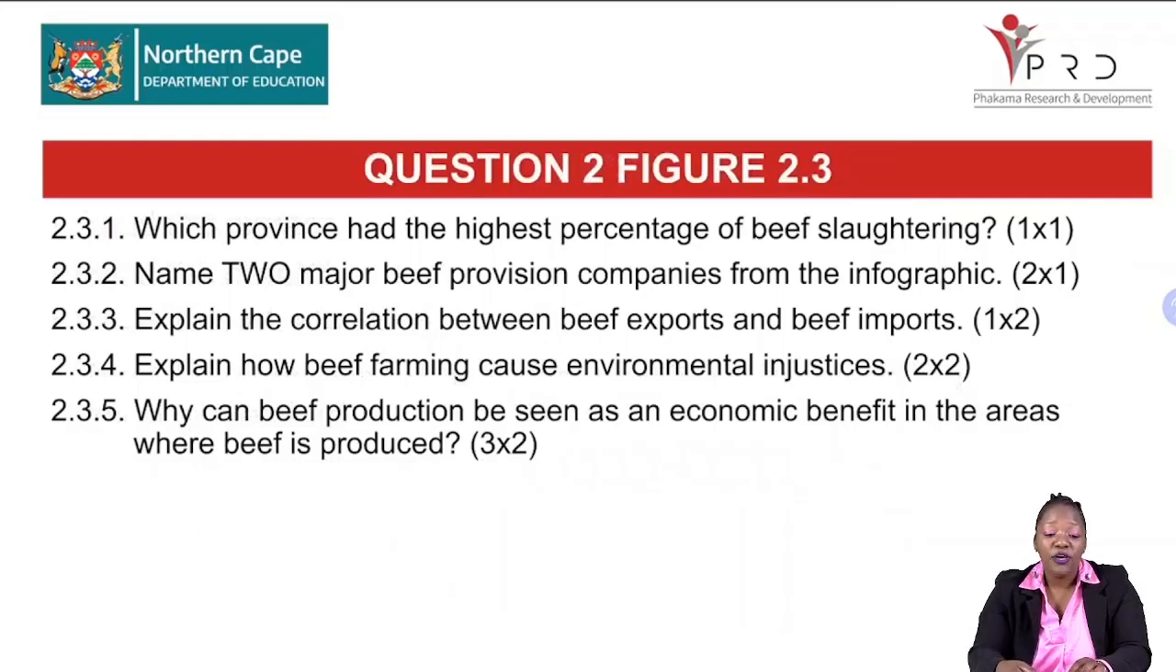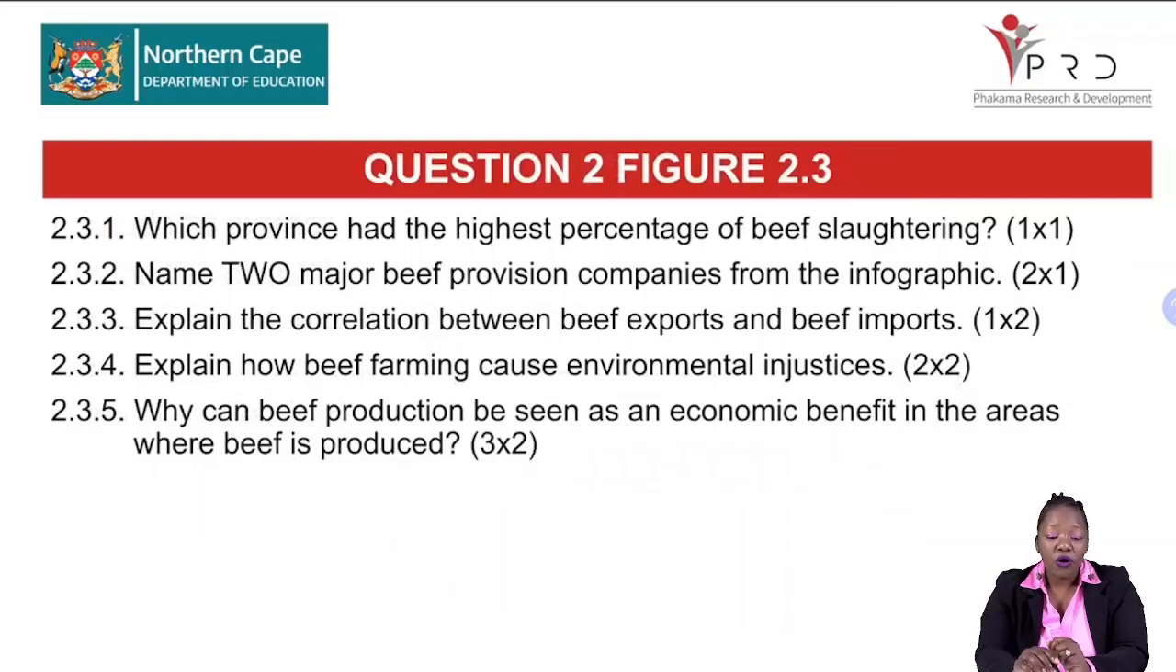Then secondly, you name 2 major beef provision companies from the infographic. Again, it was important for me to make you aware that those companies are the 2 major beef provision companies. Then thirdly, you explain the correlation between the beef export as well as the beef import. So 1 times 2, meaning you need to give 1 answer that will give you 2 marks.